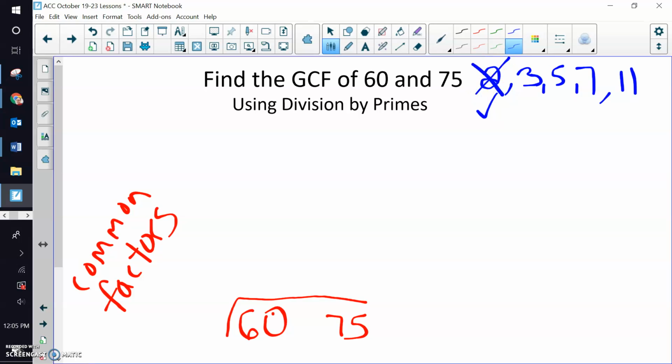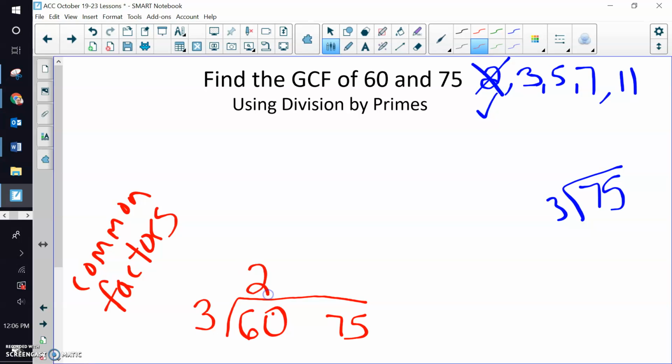Can we divide them both by 3? Well, I know 60 is divisible by 3, and 75, we may have to go off to the side and see if 75 is divisible by 3, and we'll find out that it is. So we're going to put 3 as our first common prime factor.